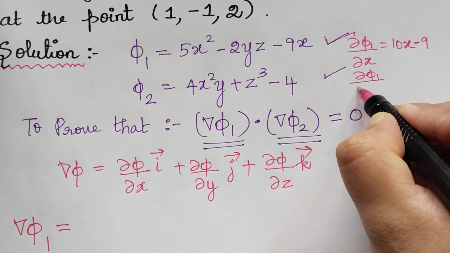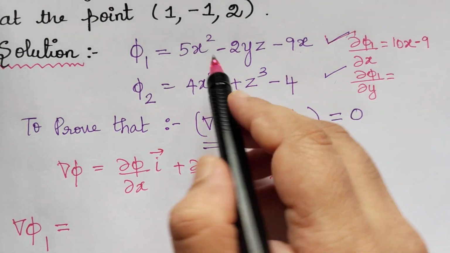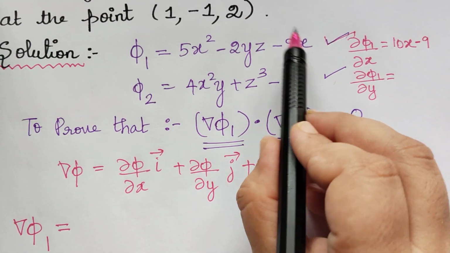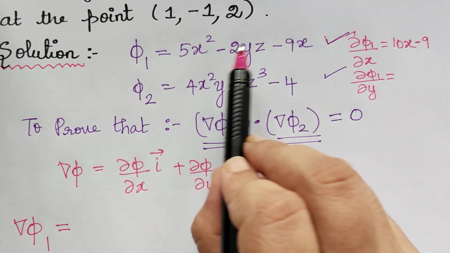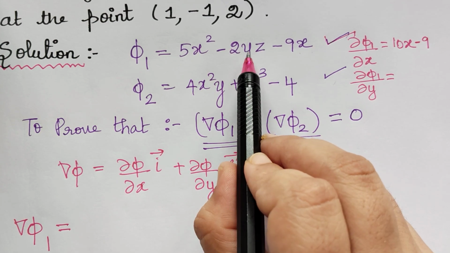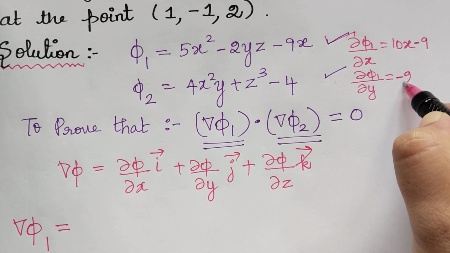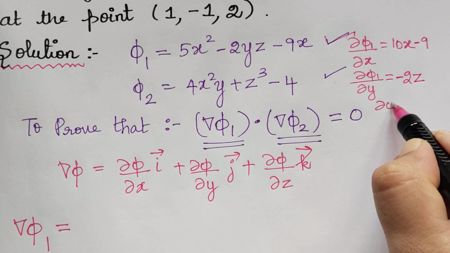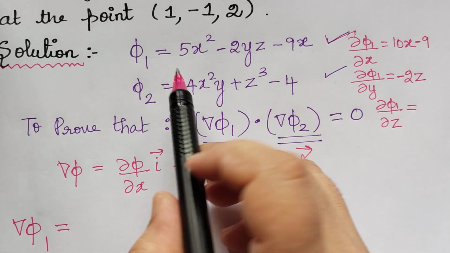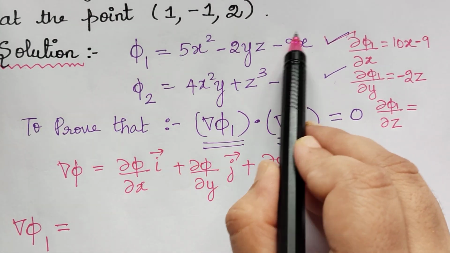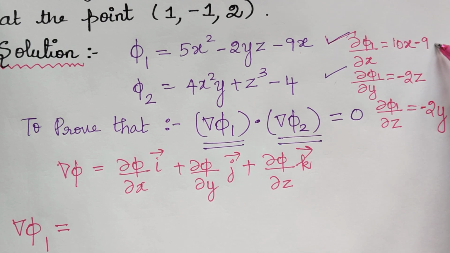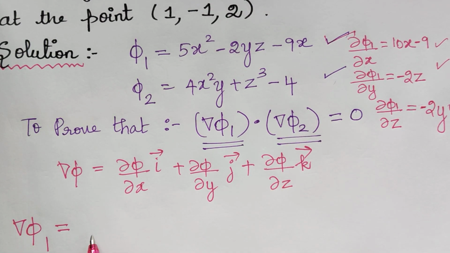What will be dou phi 1 by dou y? It is the partial differentiation of phi 1 with respect to y. These two terms do not have a y, so they are treated as constants and become 0. Here alone we have y, and the differentiation of y is 1, so you will have minus 2z. And what about dou phi 1 by dou z? Differentiating phi 1 partially with respect to z, these two terms again become 0, and here you will have minus 2y.